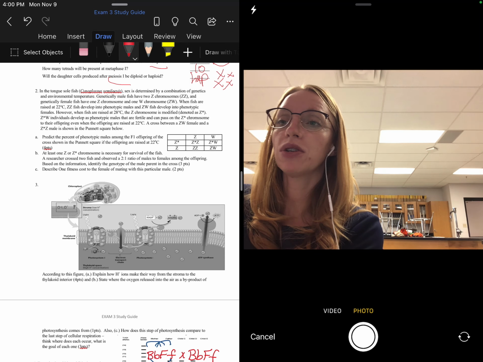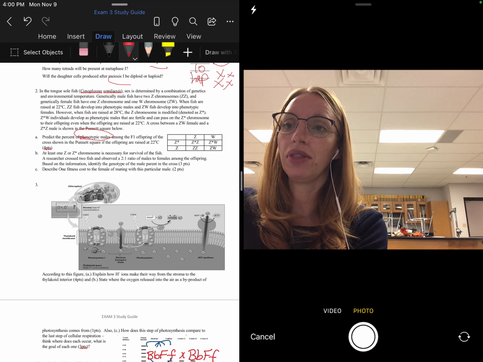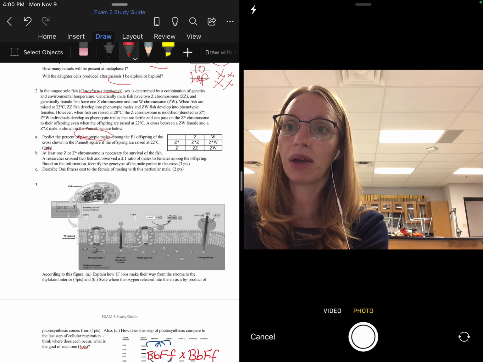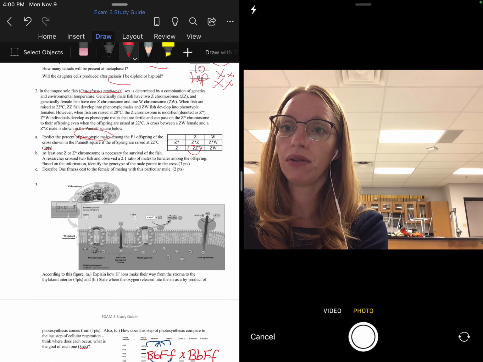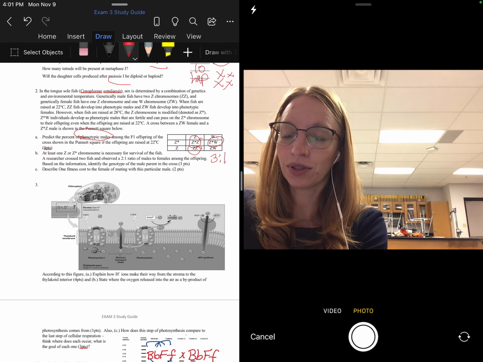And the first question is, predict the pattern of phenotypic males. So how many males are going to look like males among the F1 offspring, and that's just their babies. So this one's a male, this one's a male, and this one's a male. So that's a 3-to-1 ratio of phenotypic males.